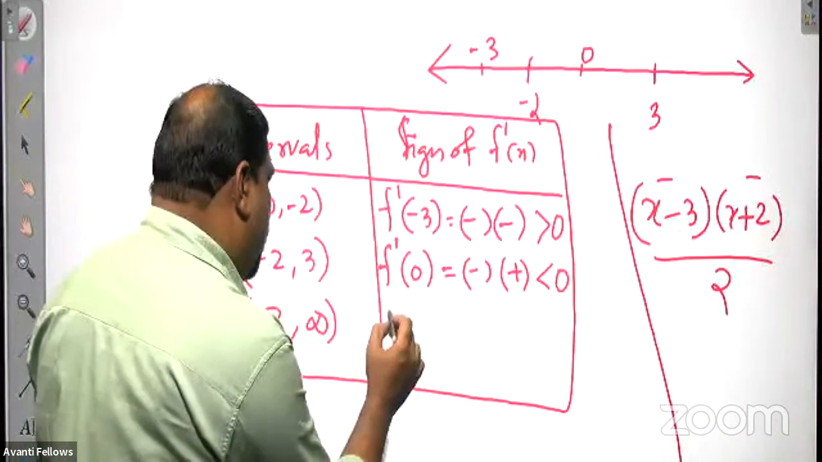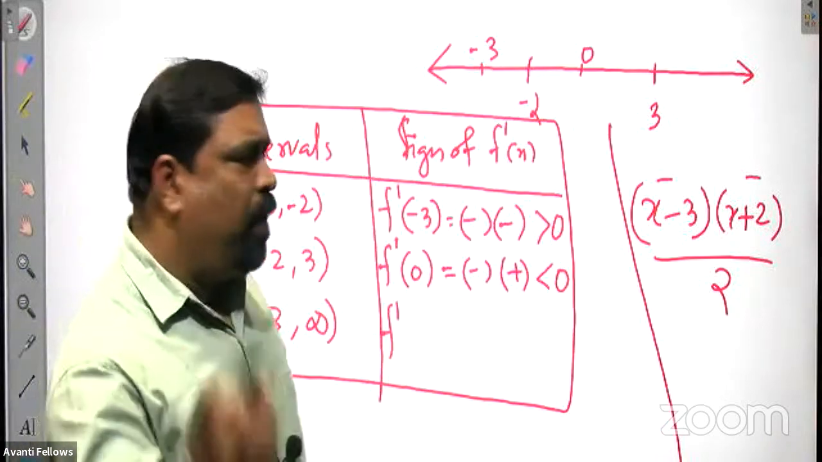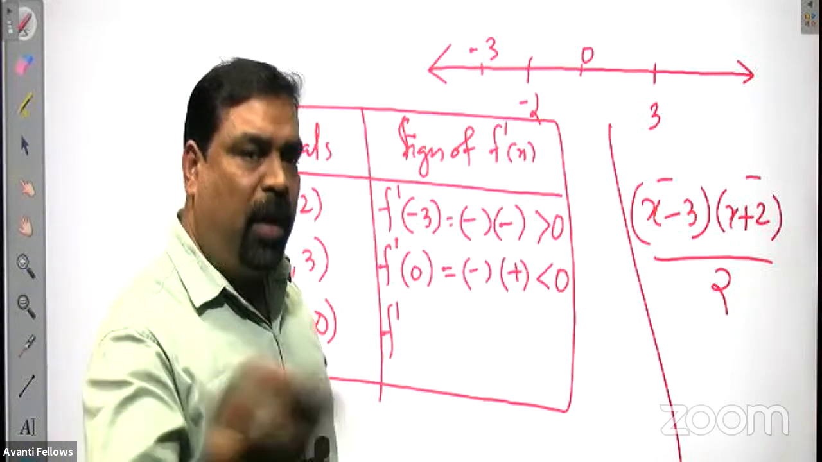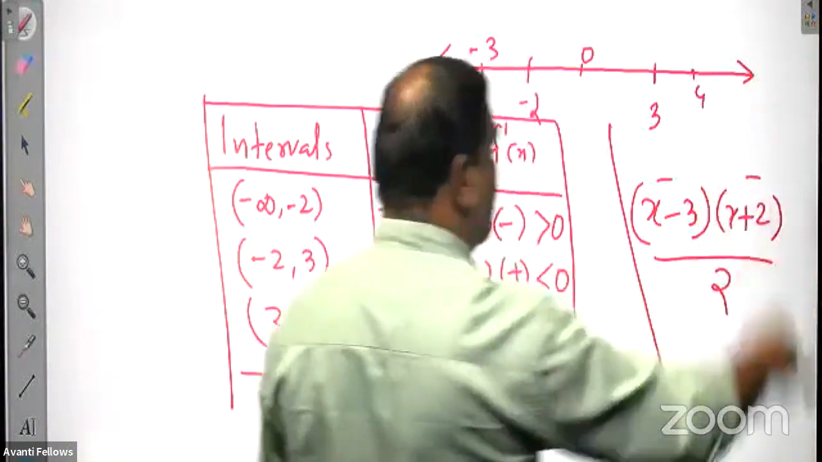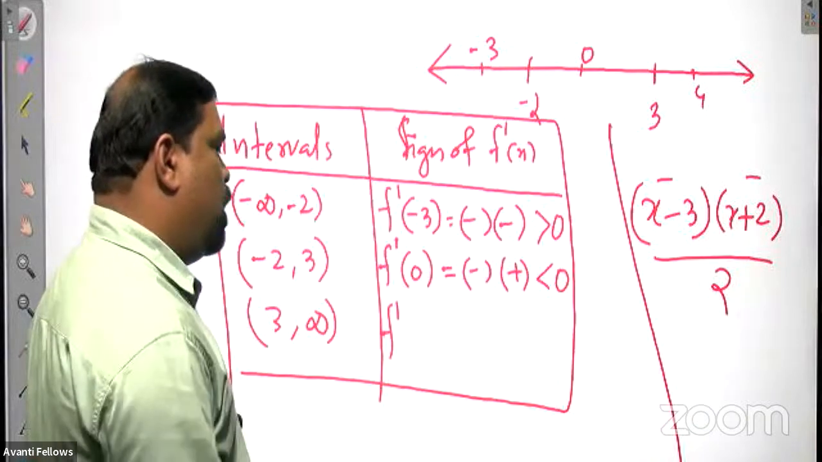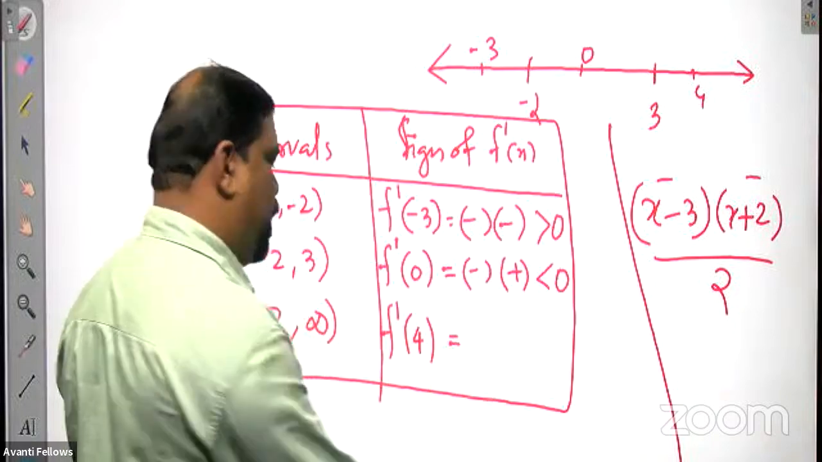Now the third interval. Third interval means 3 to infinity. Any value you can put in that interval, more than 3. That's all. You can put a 4. 4 belongs to this interval. So for x, you put 4 actually. Any value from that interval, I take 4 actually.